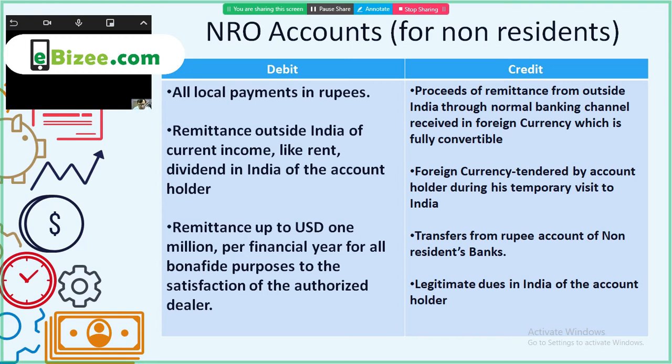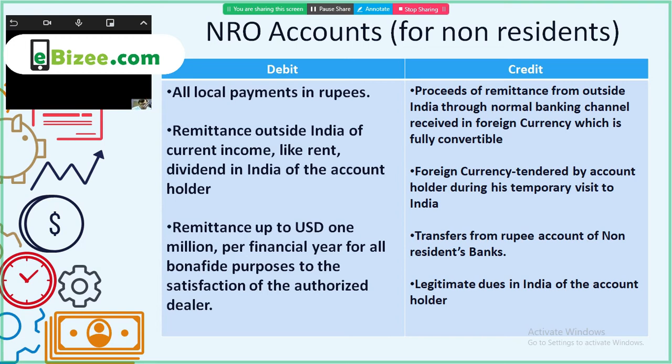So this is a very good facility for non-residents. But let me tell you, these debit credits are not applicable to FCNR. So debit credit of the NRE type are applicable to FCNR. So NRO has its own unique debits and credits. Remittances up to $1 million is possible per financial year for all bona fide purposes to the satisfaction of the authorized dealer. What are the credits which are possible?